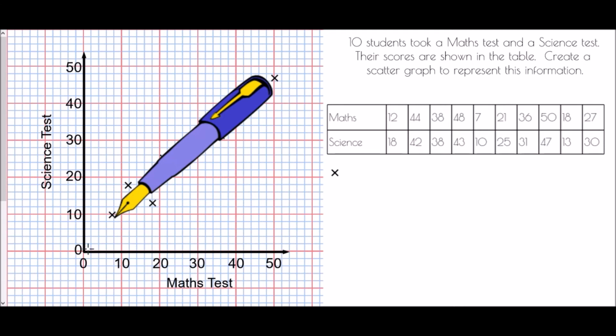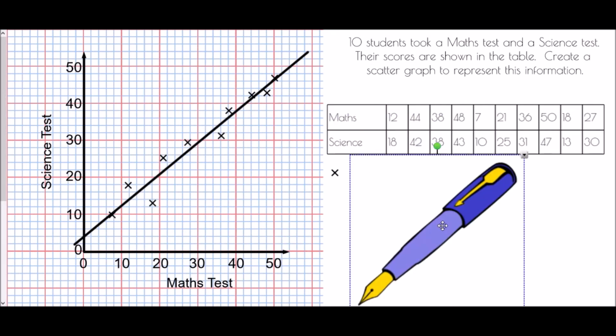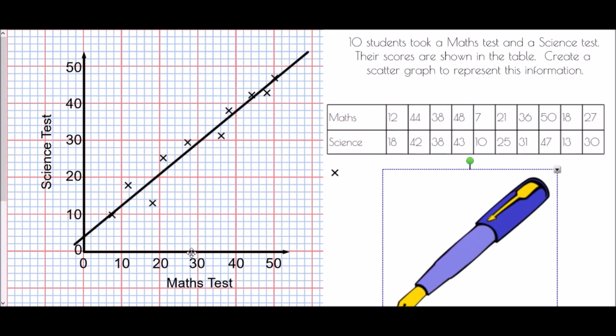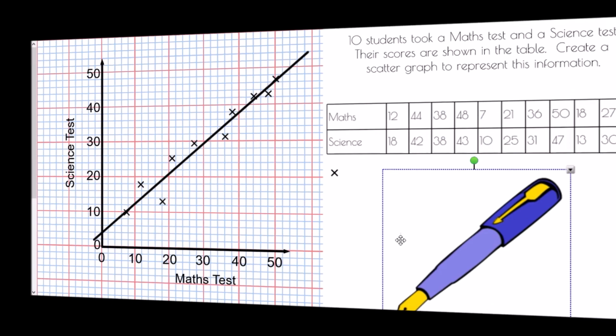Your line of best fit should line up with your pen, and then all you need to do is move that line of best fit so that it's where your pen was, and you've got yourself a really good line of best fit. You'll notice that it goes through quite a few of the points. It's got roughly the same number of points either side of the line, and that is going to give me a good trend for this data.